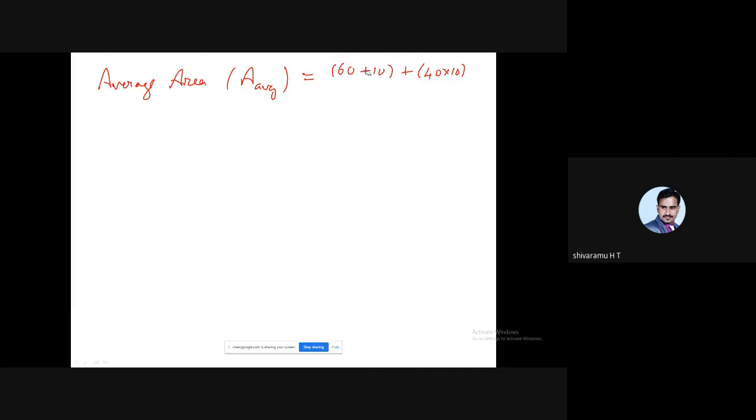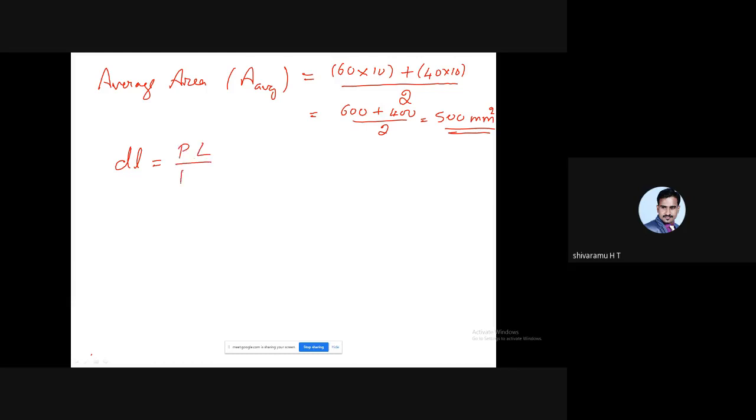Here we are finding the area of the cross section. So 60 into 10 plus 40 into 10 divided by, mean means we need to take by 2. So you'll get 60 into 10, you'll get 600, plus 40 into 10 is 400, divided by 2. So 1000 divided by 2, you'll get 500. So the area of cross section, unit is millimeter square, 500 square millimeter.